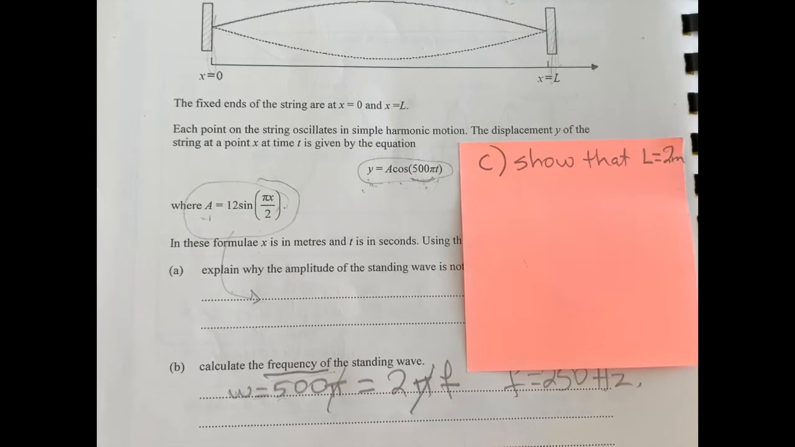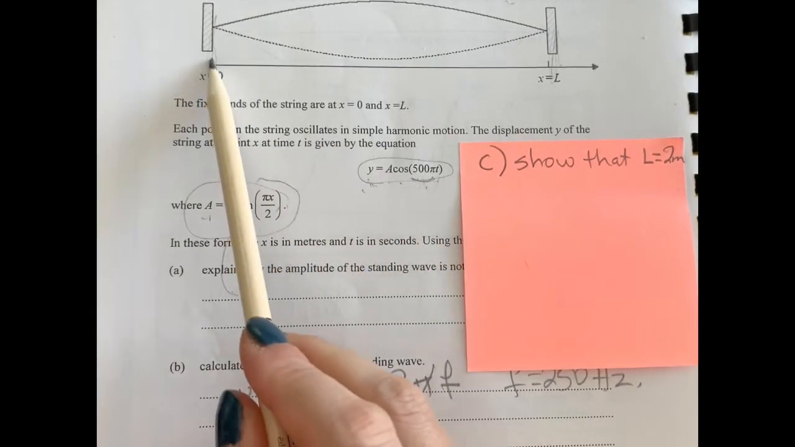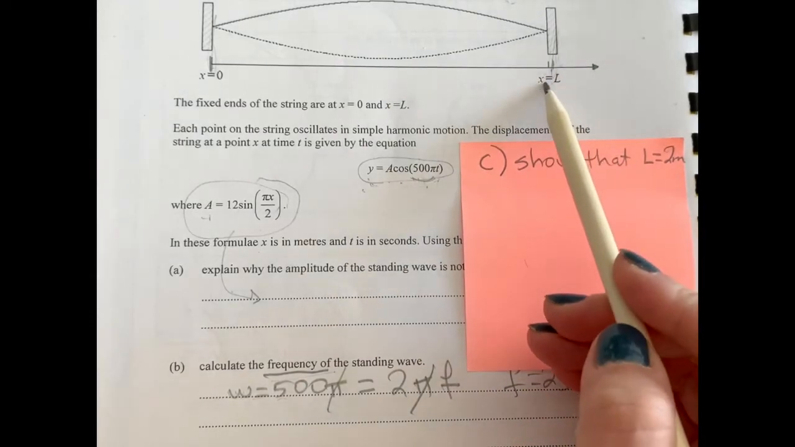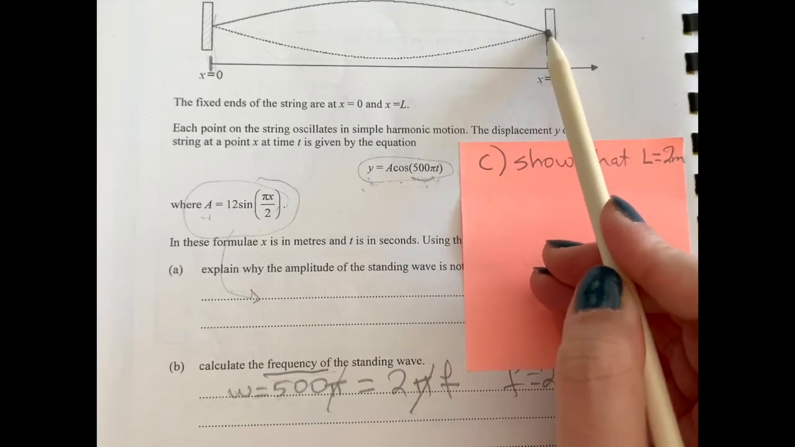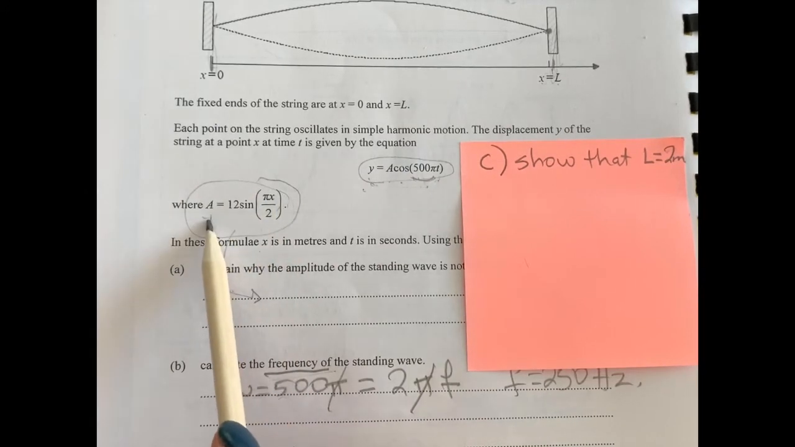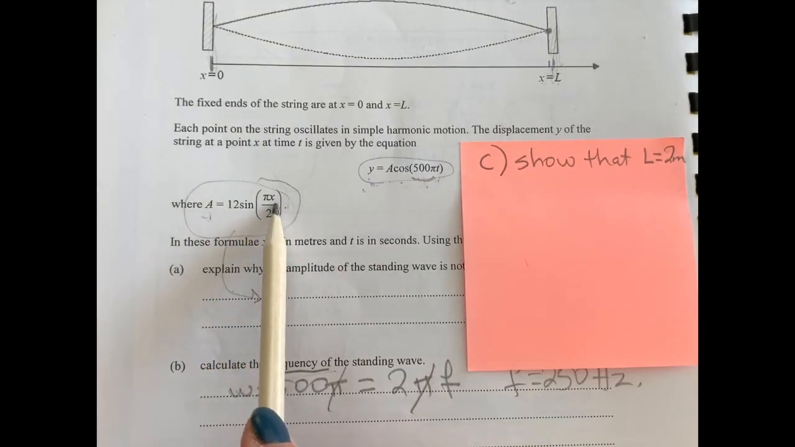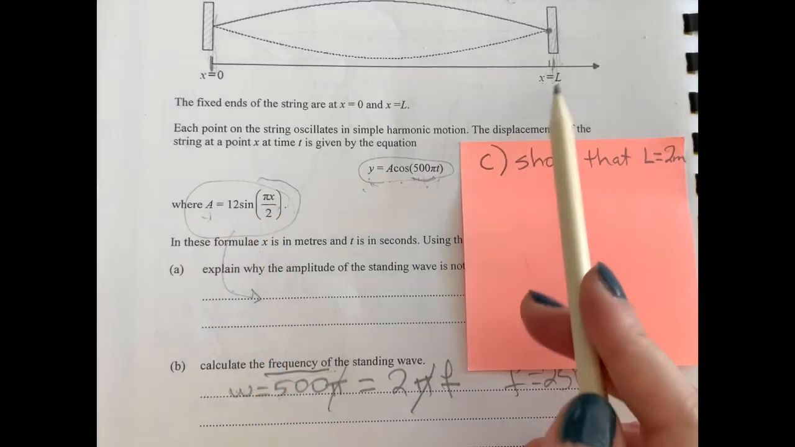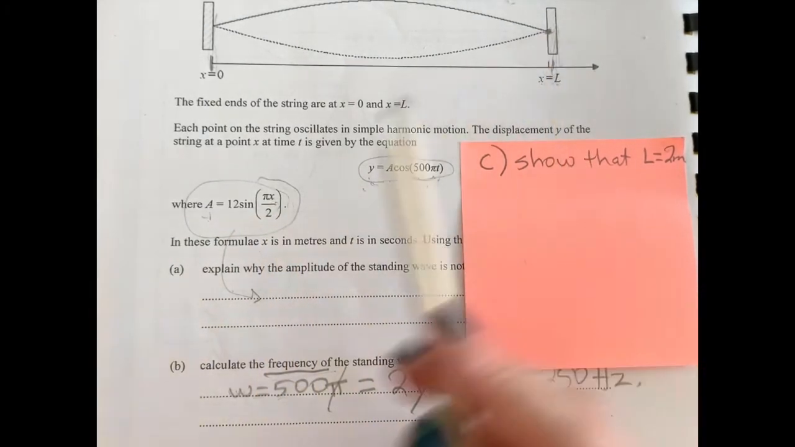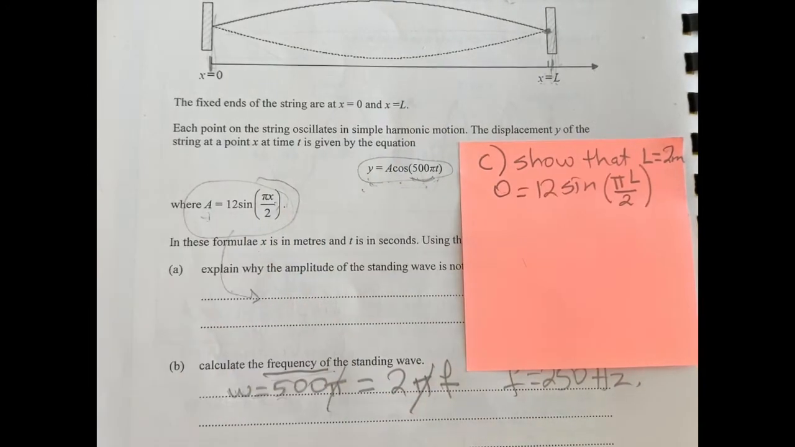Now, what do we know about L? We know x equals 0 here and x equals L here. We also know when x equals L, amplitude is 0. So we can use this function given relating amplitude and the displacement x. If we substitute L for x, we know that amplitude must be 0, which looks like this.